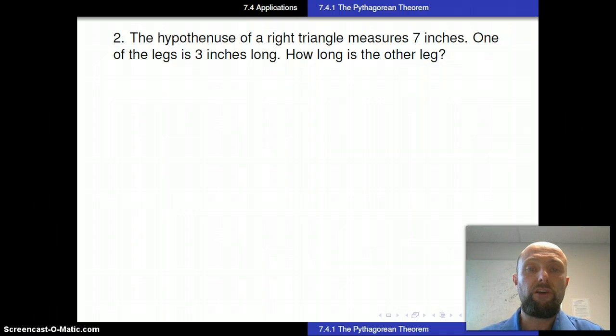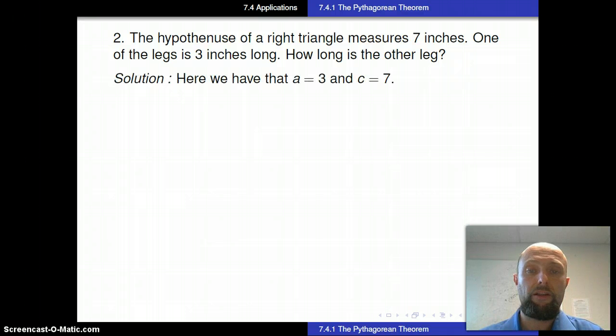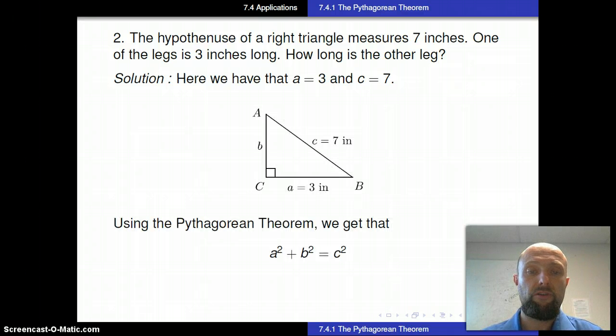Question 2. The hypotenuse of a right triangle measures 7 inches. One of the legs is 3 inches long. How long is the other leg? Here we have that a is 3 and c is 7. Here's a picture. We know one leg and the hypotenuse. So we use the Pythagorean theorem.